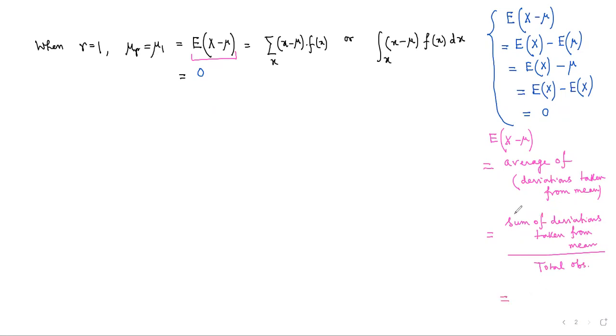And this is known from our basic knowledge of statistics that for any distribution, sum of deviations taken from mean is always 0. So the numerator part becomes 0. And therefore the ultimate result is 0. That is another way of thinking, that first moment about mean is becoming 0. Okay, these results are very important and you just note them down carefully.